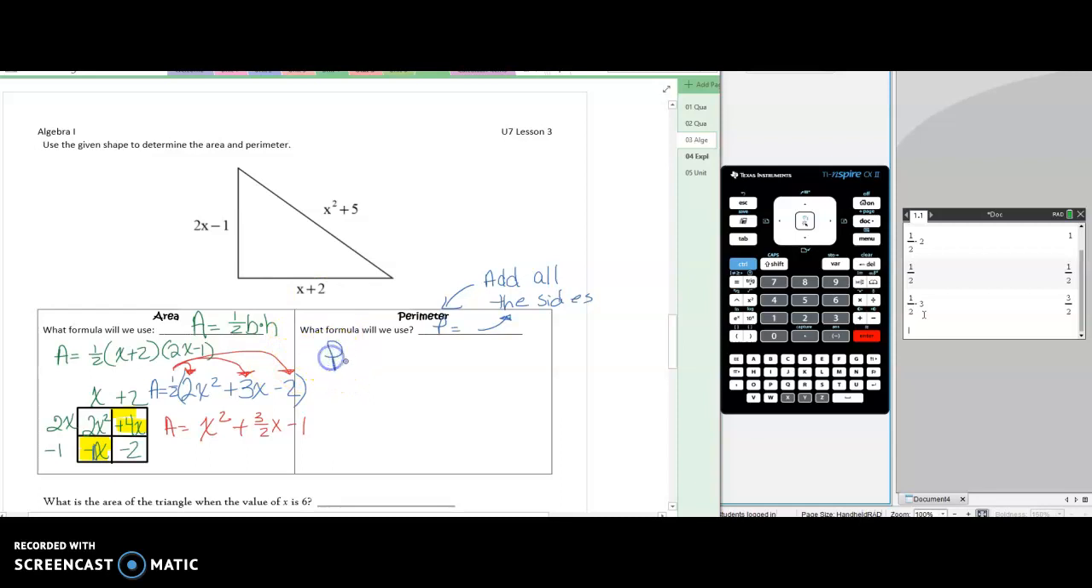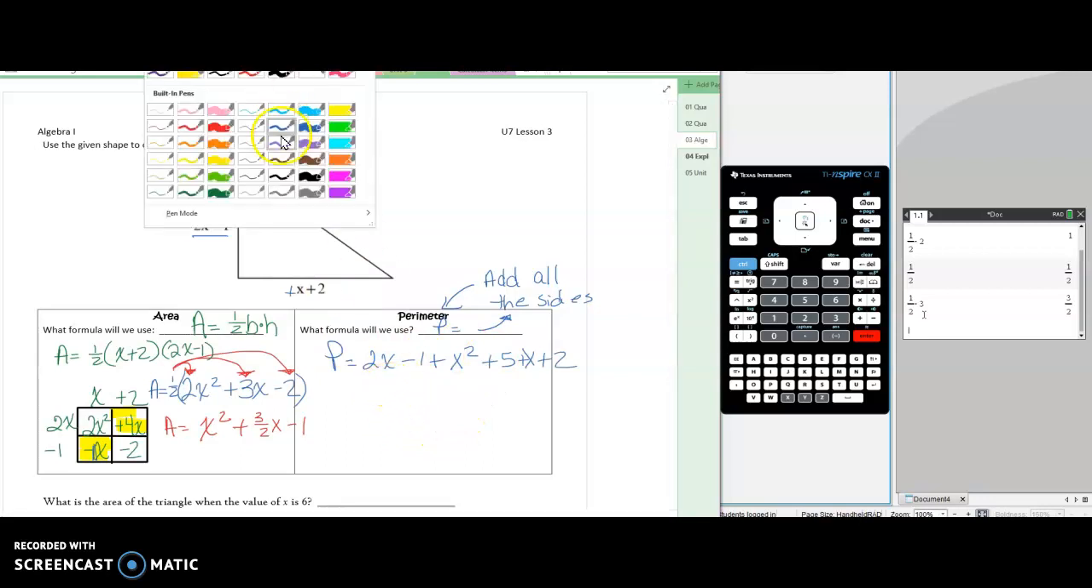So my perimeter is equal to 2x minus 1 plus x squared plus 5 plus x plus 2. Oops, almost forgot my plus sign there. If you separate those, there's a plus. That's a positive x. This is a positive x squared.